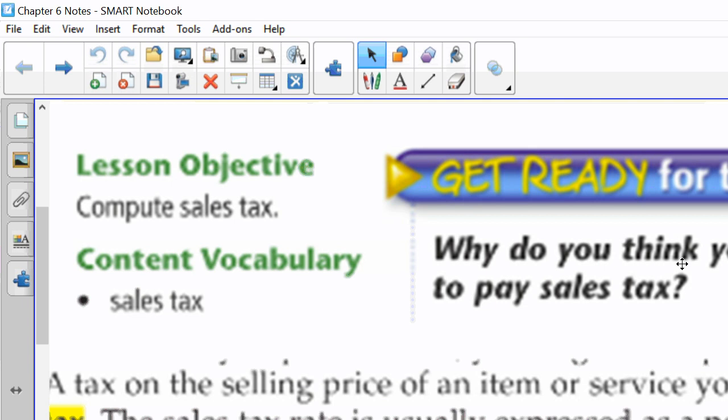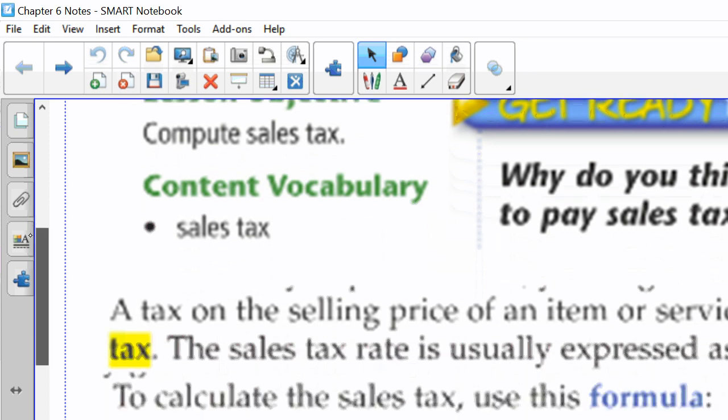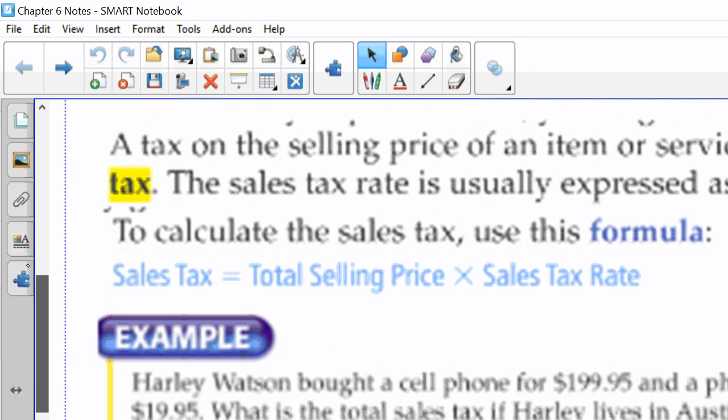So to calculate the sales tax, and you guys can fill this in the little gray box, the sales tax is your total selling price times whatever your tax rate is. And sometimes we'll have to add our rates together, because we'll have to add the city and the county and the state.